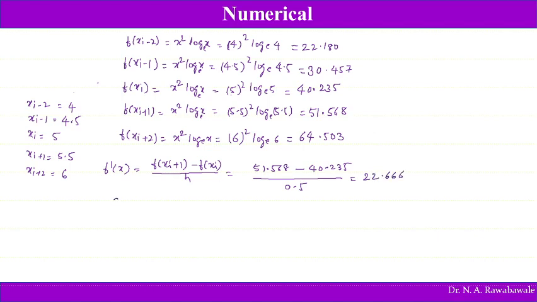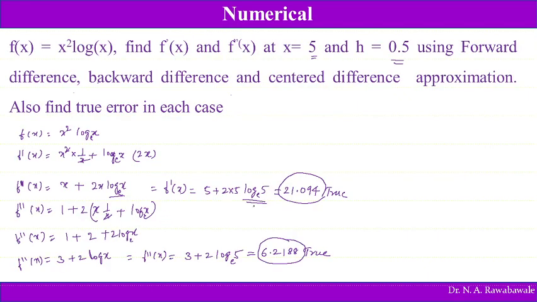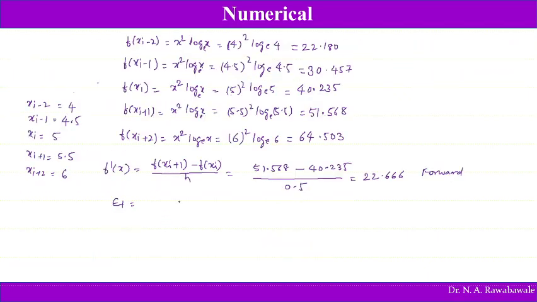So the true error for the first derivative, which method will we use? This is the forward difference, which is first order. The true value which is obtained here is 21.094. So 21.094 minus 22.66 divided by the true value 21.094, into 100. At that time, the value is going to be as follows.